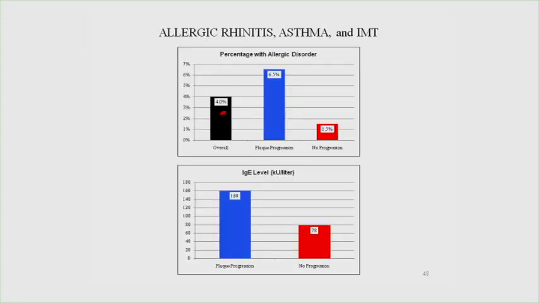Now, overall, 4% had an allergic disorder. Of those who progressed, it was 6.5%. Of those who did not progress, it was 1.5%. Those who progressed had higher IgE levels. So allergic status is associated with an increased risk of cardiovascular disease or disease progression in 18-year-olds and in middle-aged individuals in Europe.